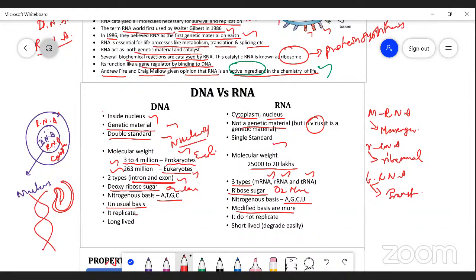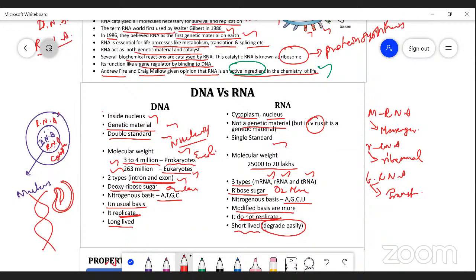DNA can replicate, but RNA does not replicate. DNA is long-lived, and RNA is short-lived because it degrades easily. Why is RNA short-lived compared to DNA? Because it degrades easily. DNA is long-lived because it does not degrade very easily, so it can live a long time.